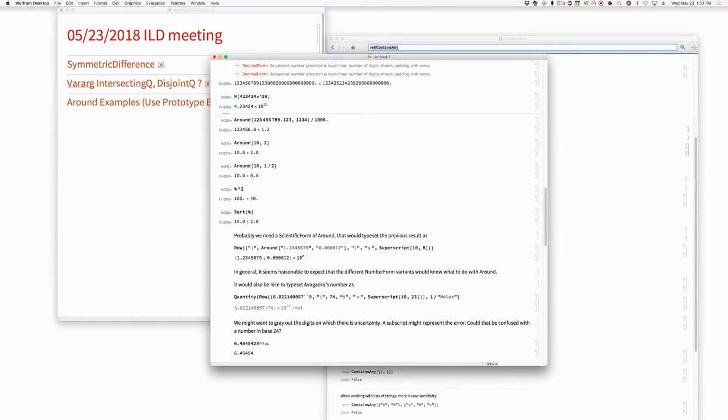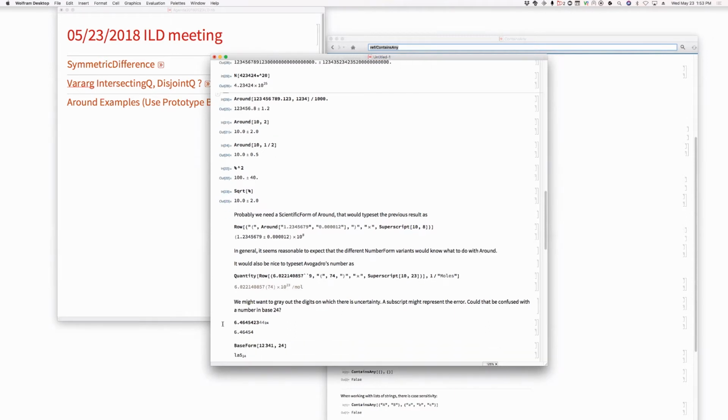Well, how would you input Avogadro's number? I thought this was 6.023. That's what I remember. Has that changed in the last 50 years? Anyway, not so much. Okay, so that's a problem with my memory, not with the constant.